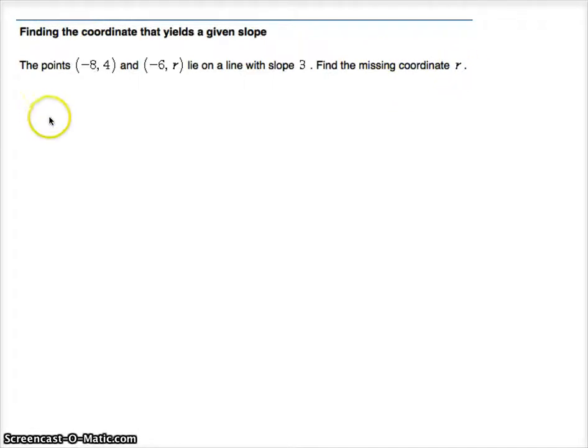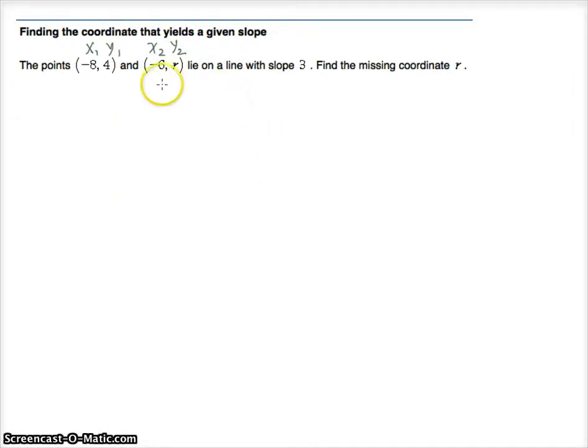So normally we have x1, y1. We'll go ahead and label these. So this is going to be x1, y1, and we would have x2, y2. Now you guys are probably saying, Mr. McAllister, how can r be y2? There's no number there. Well, don't panic. We'll just use it anyway.